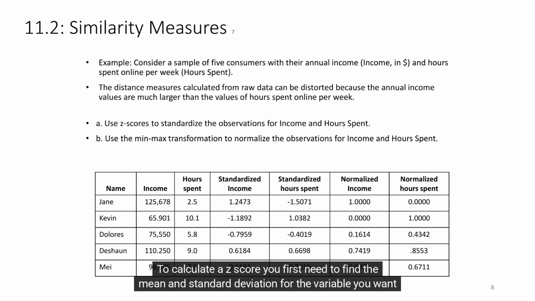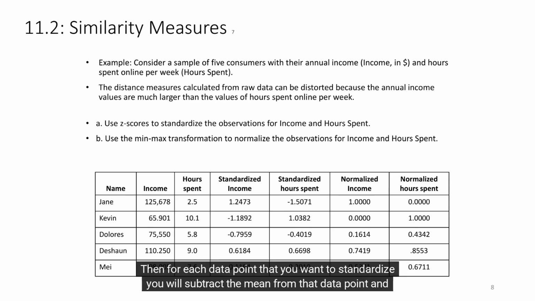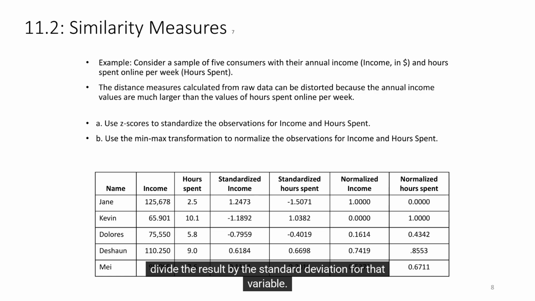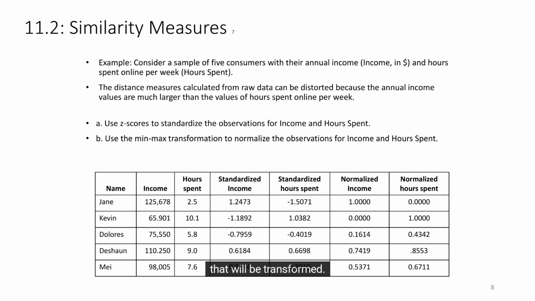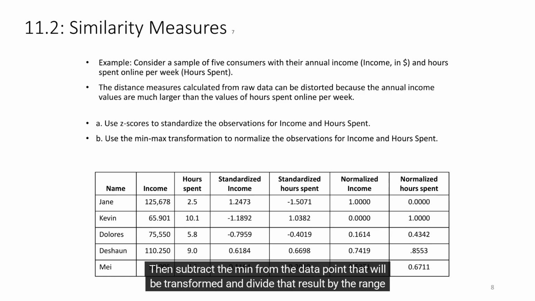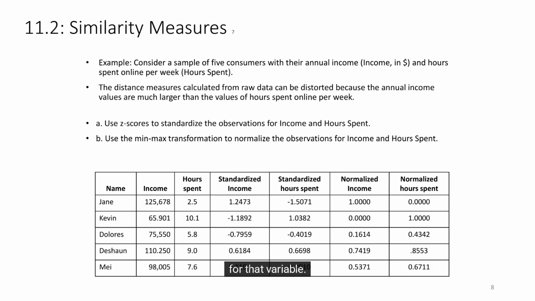To calculate a z-score, you first need to find the mean and standard deviation for the variable you want to standardize. Then for each data point that you want to standardize, you will subtract the mean from that data point and divide the result by the standard deviation for that variable. To conduct a min-max transformation, you first need to find the min, max, and range values for the variable that will be transformed. Then subtract the min from the data point that will be transformed and divide that result by the range for that variable.